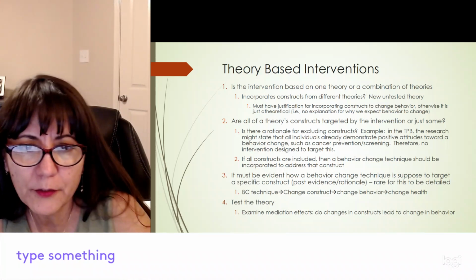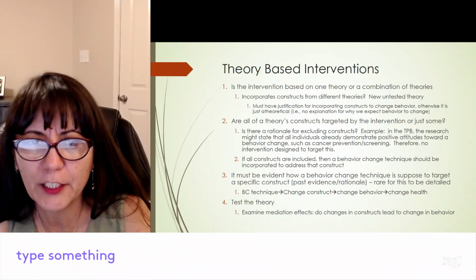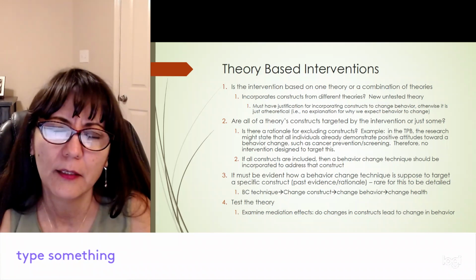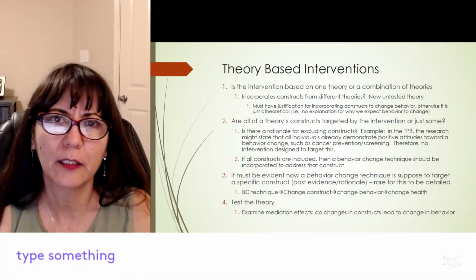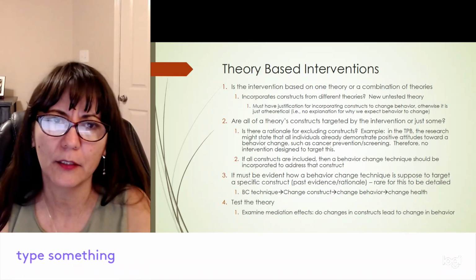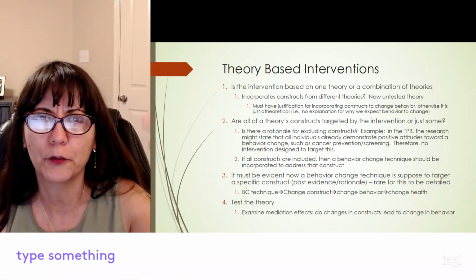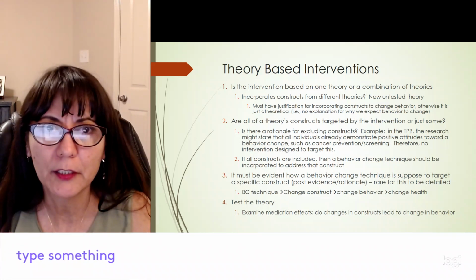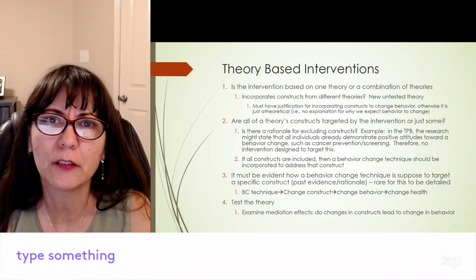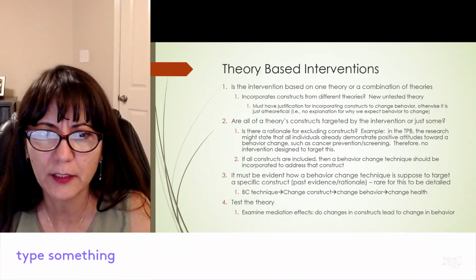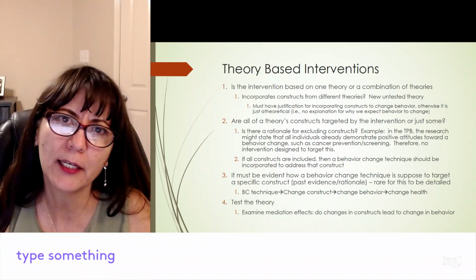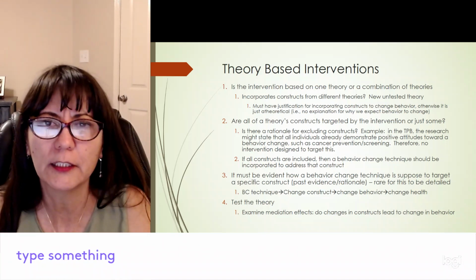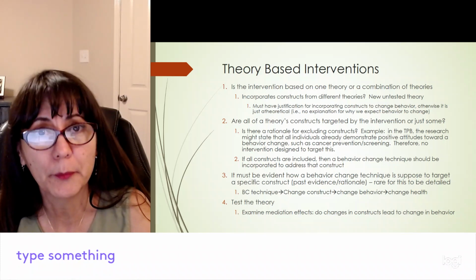So if all constructs are included, then the behavior change technique should be incorporated to address each of those constructs. Assuming we're including all of the theory of planned behavior constructs, so attitudes, social norms, perceived behavioral control, and behavioral intentions, right? So we have those 4 constructs. What are the behavior change strategies we're going to use to target each of those psychological determinants toward the behavior?